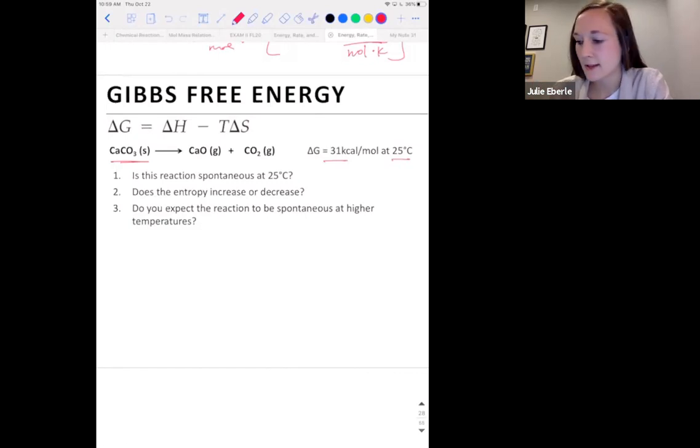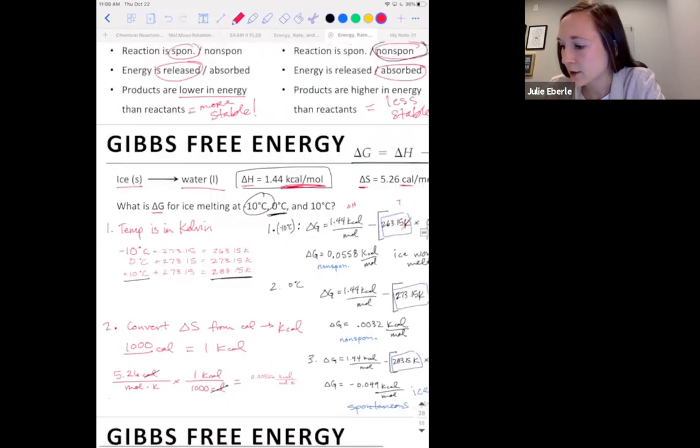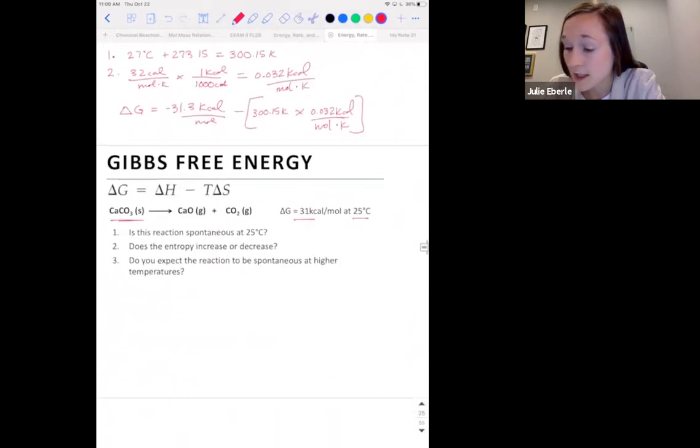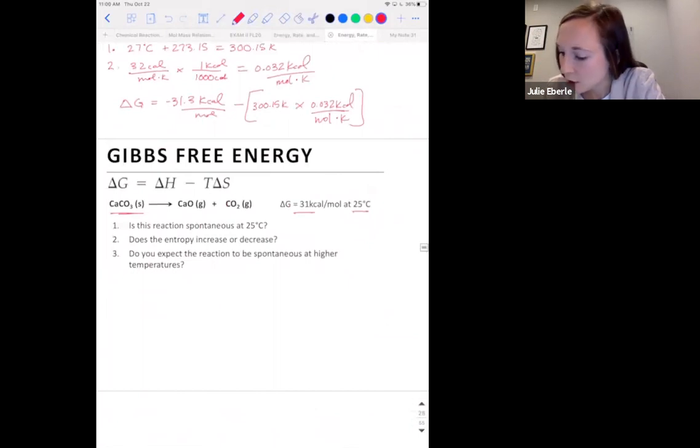I see some people shaking their heads. What do y'all think? How do we know the answer to this question? All you do is look at the sign on delta G. Delta G is positive. And if we go back up to that table, here's how you know. If delta G is positive, that is non-spontaneous. So this reaction is not spontaneous at this temperature.